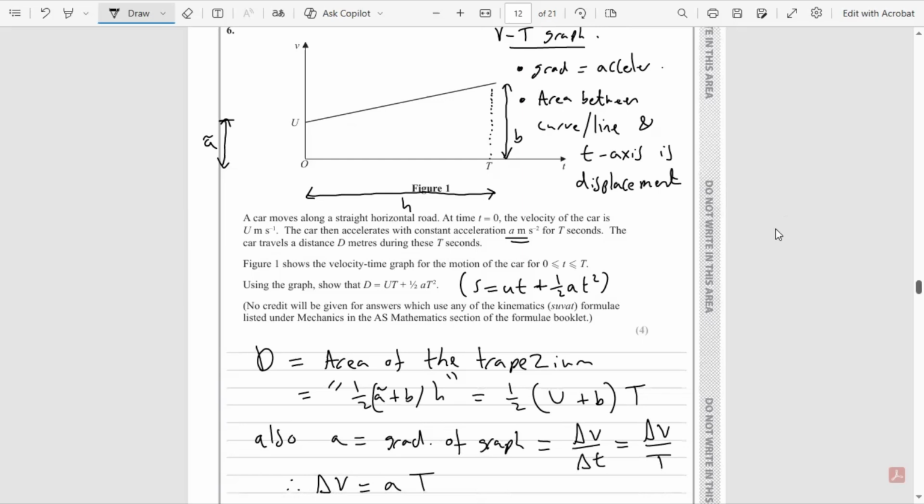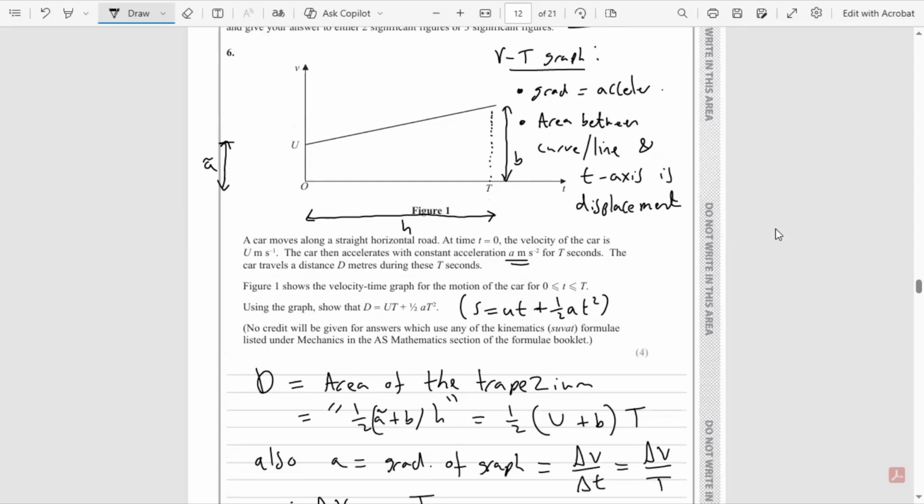Now the change in velocity on our diagram is basically the length from there up to there. So from a speed of capital U up to this final speed there. So that would be the change in velocity.